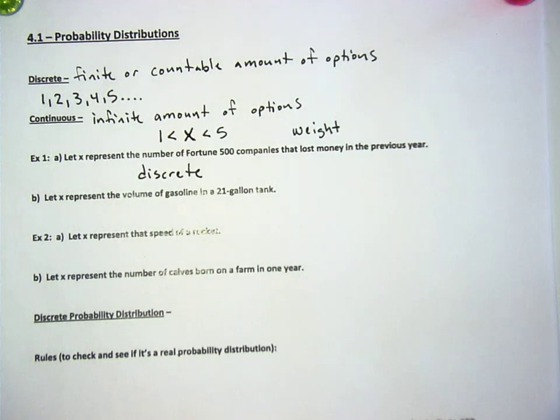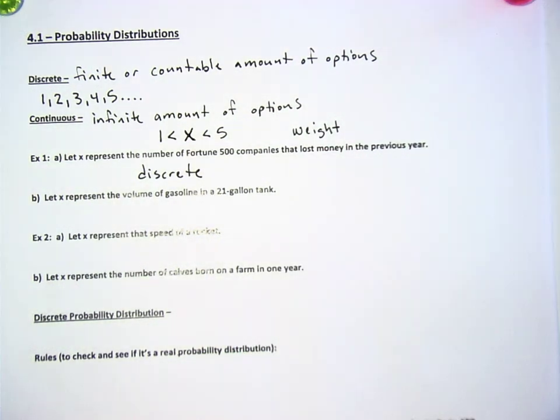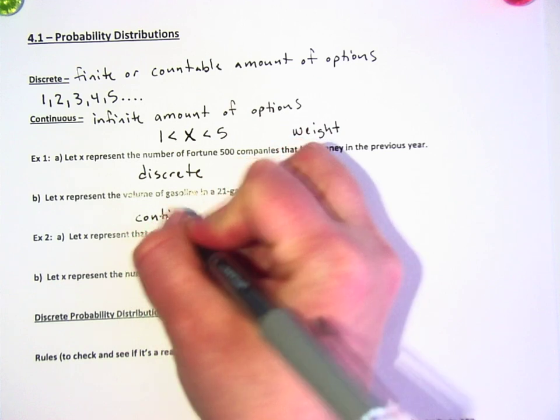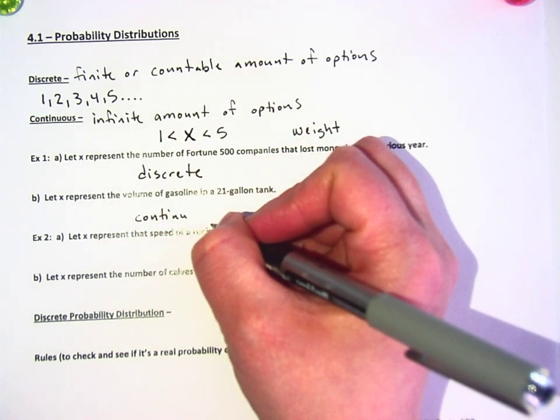Shoe sizes are also discrete because they could be 10, 10 and a half, 11, but you can't have a shoe size that's 10.256. They don't make those. Volume of gas in a 21-gallon tank. That's continuous, because you could have 3.5, 3.5896, whatever.